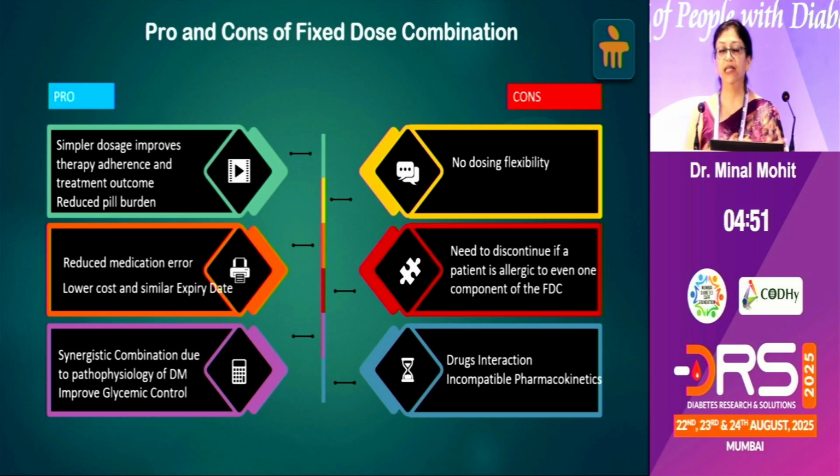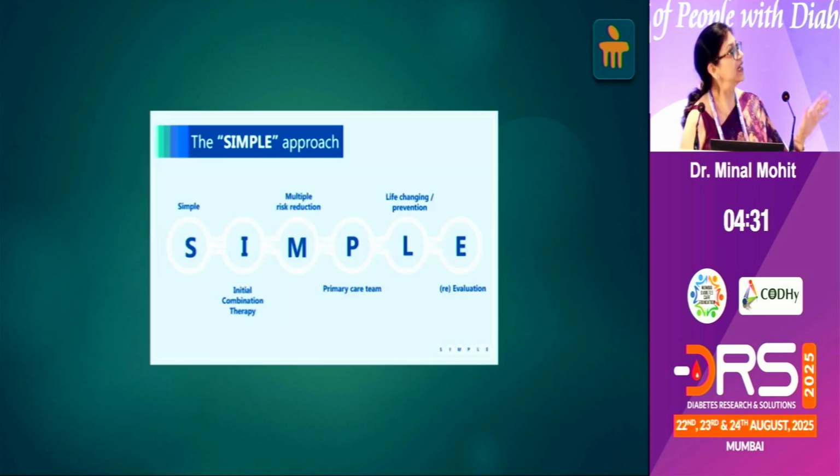Similarly, there will be some cons, like the dosage flexibility is lost, as we discussed. It will need to be discontinued if the patient is allergic to even one component of the molecule, or, like we have to drop metformin if the kidney starts misbehaving. So we have the cons and the pros of FDCs, but let's keep life simple and follow the simple approach, that is initial combination therapy. It will target your multiple pathophysiological defects.